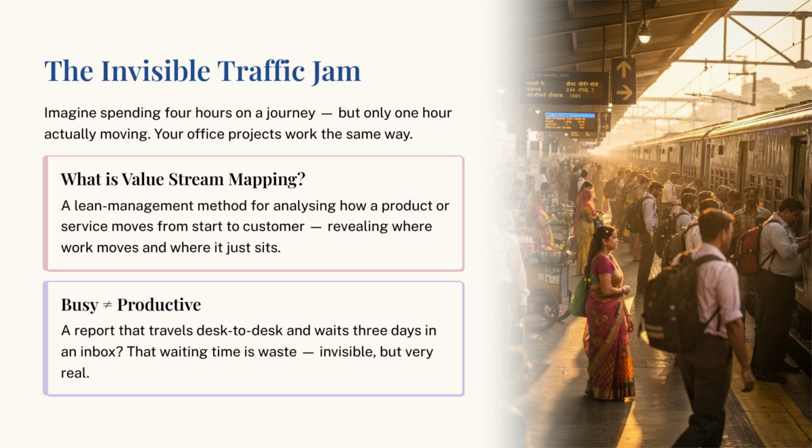So, now that we have mastered the core realization that most of our work time is actually spent waiting, you might be wondering how we can visualize this invisible waste to actually fix it. Well, that brings us right into our next step, which is the anatomy of a value stream map.